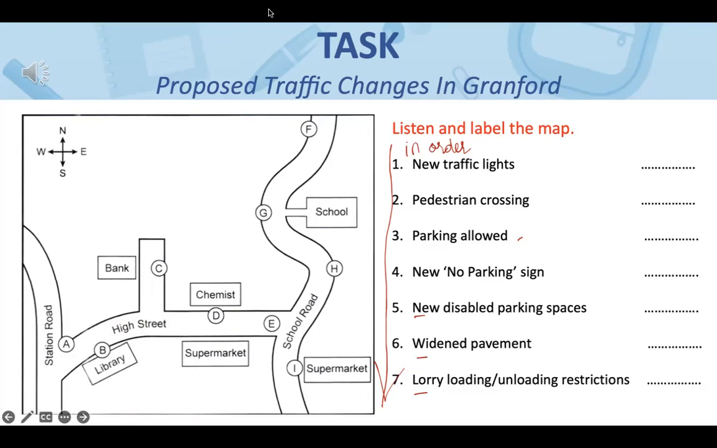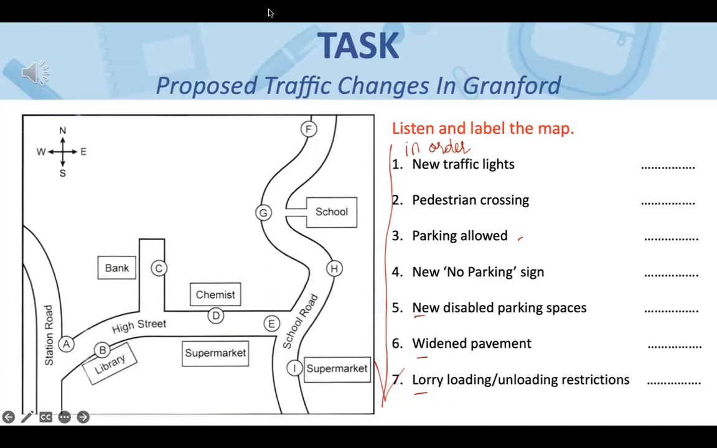We've decided we definitely need a pedestrian crossing. We considered putting this on School Road just outside the school, but in the end we decided that could lead to a lot of traffic congestion. So we decided to locate it on the High Street, crossing the road in front of the supermarket. That's a very busy area, so it should help things there.